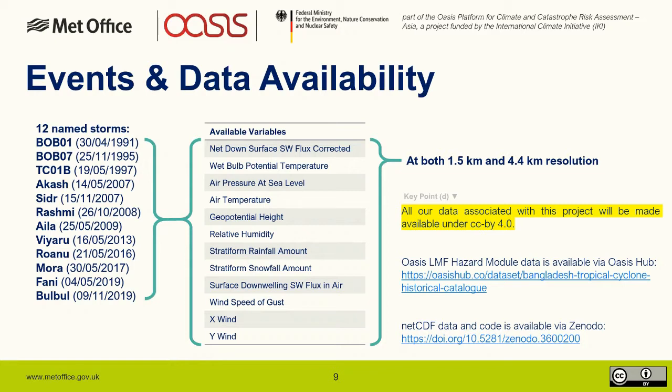There are a range of meteorological variables available, including gust speed, which is the focus of this presentation, but also rainfall, air temperature, and mean sea level pressure, amongst others. These are all available at both 1.5 and 4.4 kilometre resolution, and all our data associated with this project is available under the Creative Commons Attribution 4.0 International License.